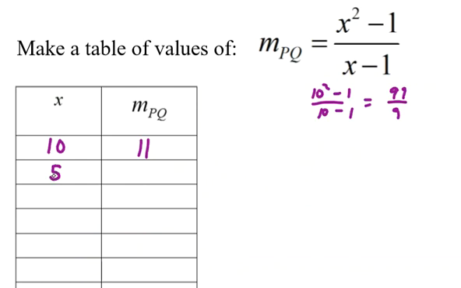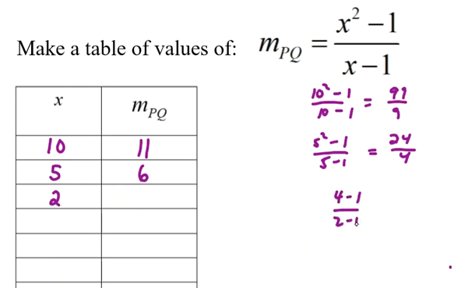If I make my x 5, we'd have 5 squared minus 1 over 5 minus 1, so we get 25 minus 1 is 24 over 4, or 6. See how my slope is less drastic? Well, that's because I'm using points closer. Now let's try maybe 2. So we get 4 minus 1 over 2 minus 1, so our slope is 3.